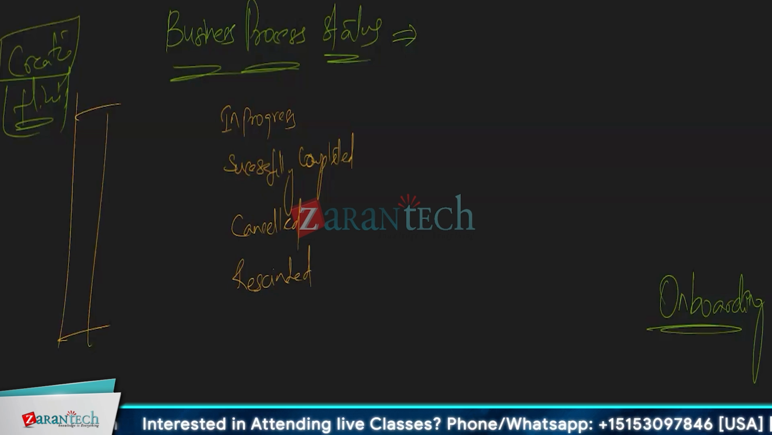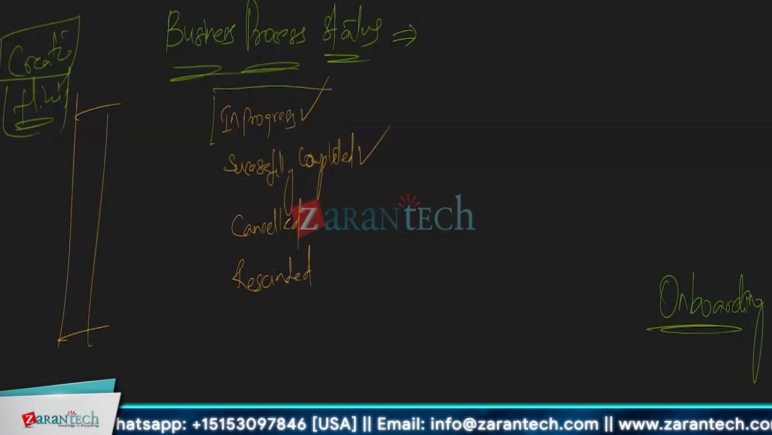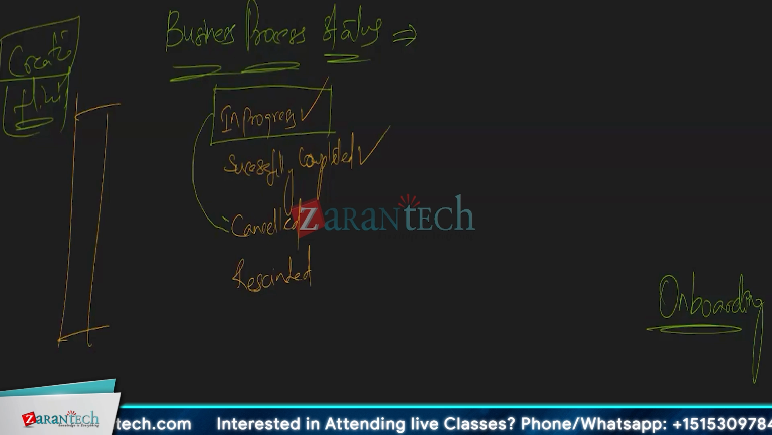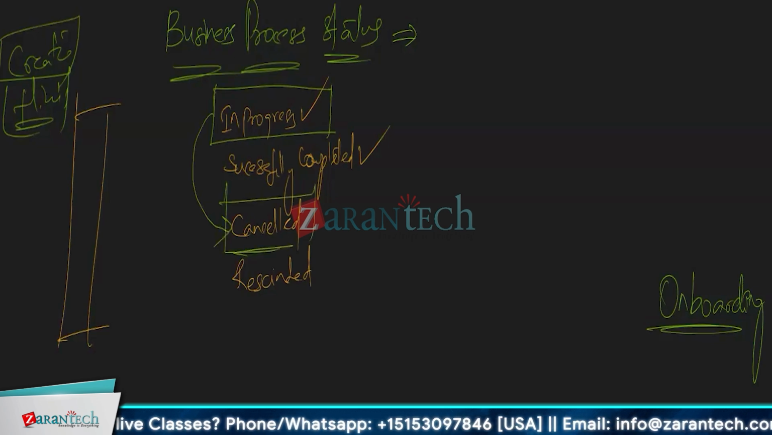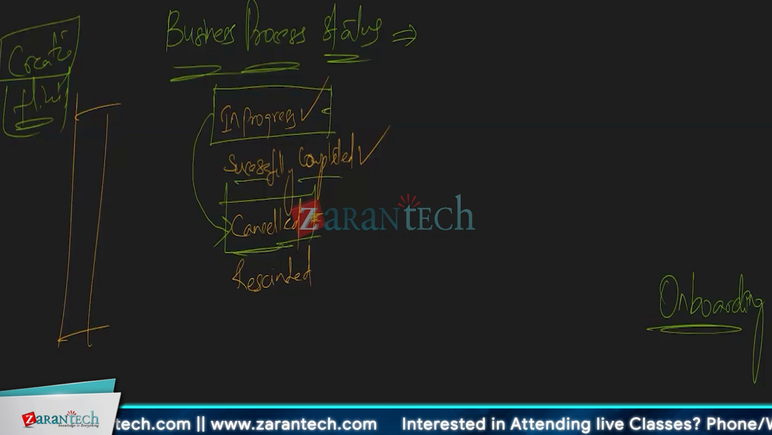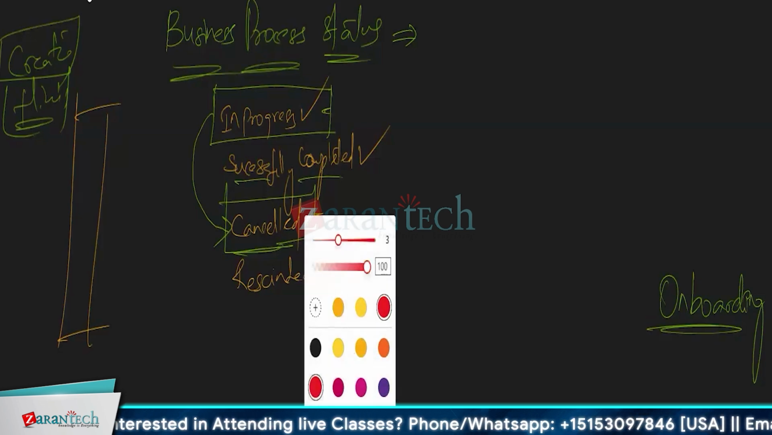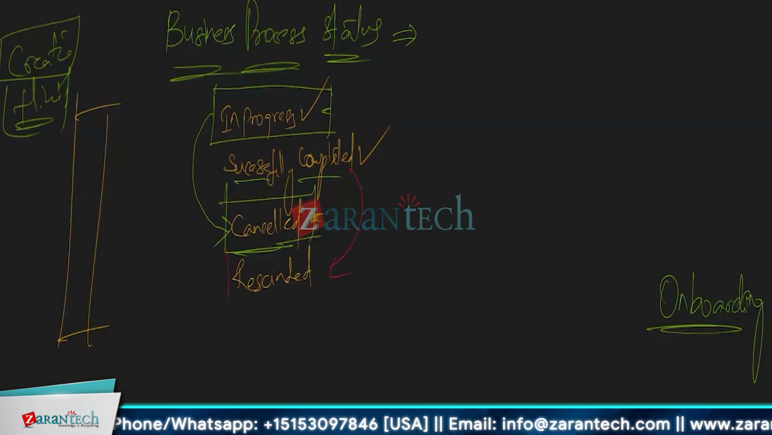For now, what you have to understand is, when you initiate a business process, the business process will be in progress stage. When you complete all the steps of the business process, it will go to successfully completed stage. Okay. Now, when you are initiating the business process and you are in progress stage, before you complete it, if you cancel the business process, then it will go in the cancel state. Now, another thing you need to understand is, you can only cancel a business process that is in progress. You cannot cancel a successfully completed business process. A successfully completed business process can only be rescinded. You cannot cancel a successfully completed business process. You can only rescind it. Similarly, you cannot rescind an in progress transaction. You can only cancel it.